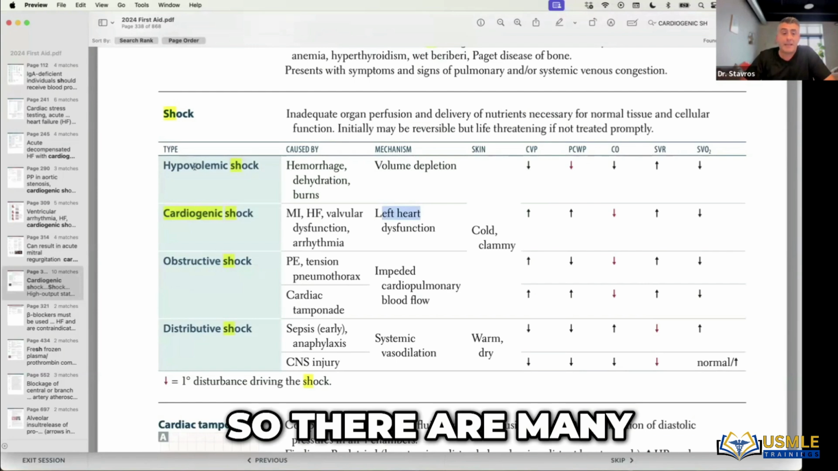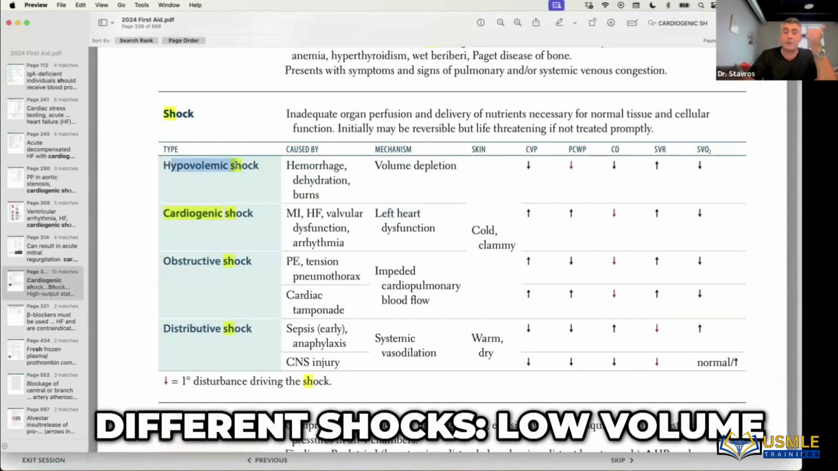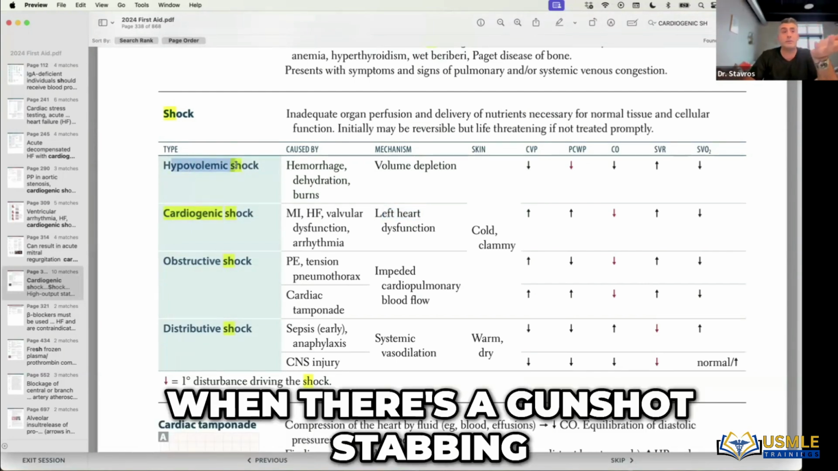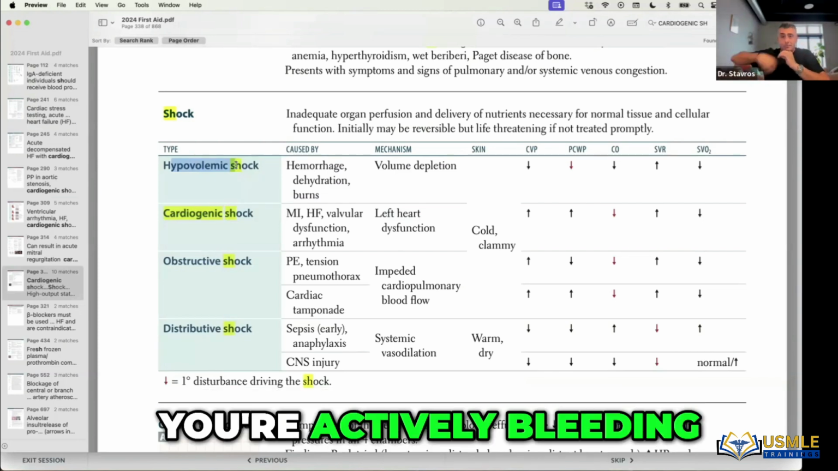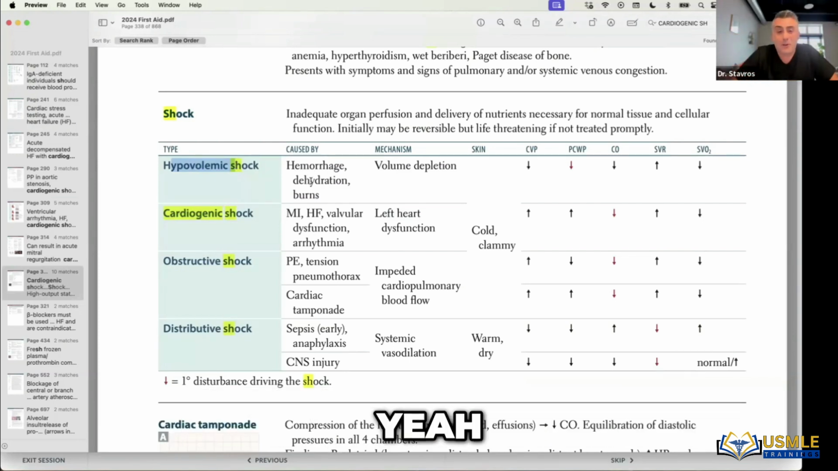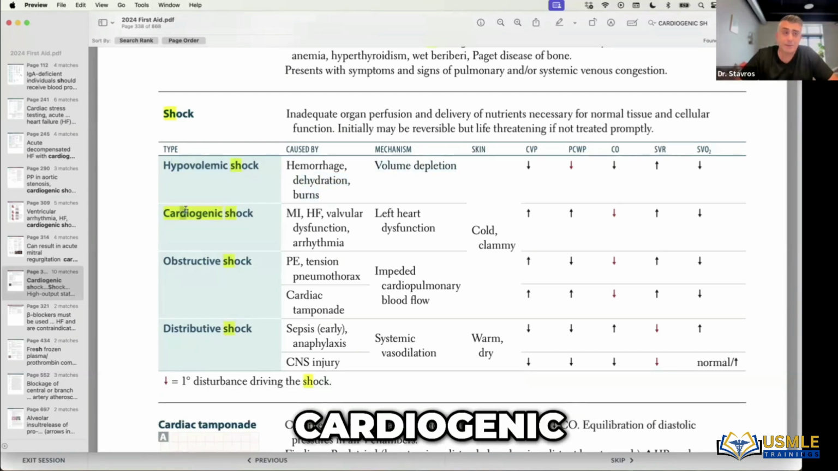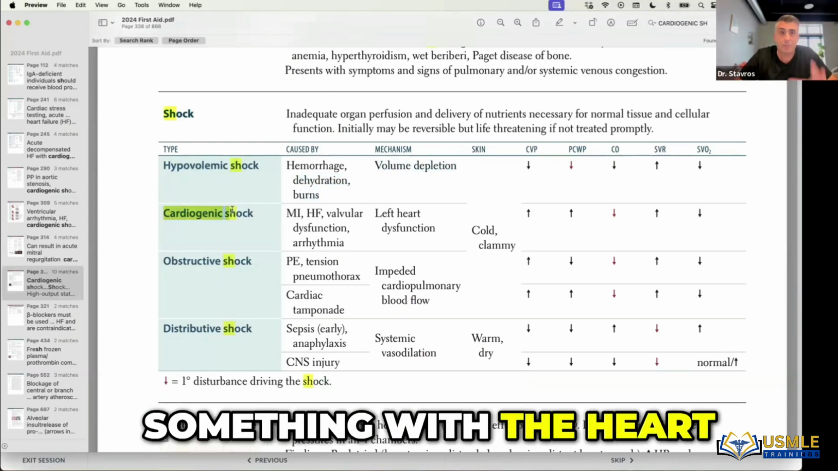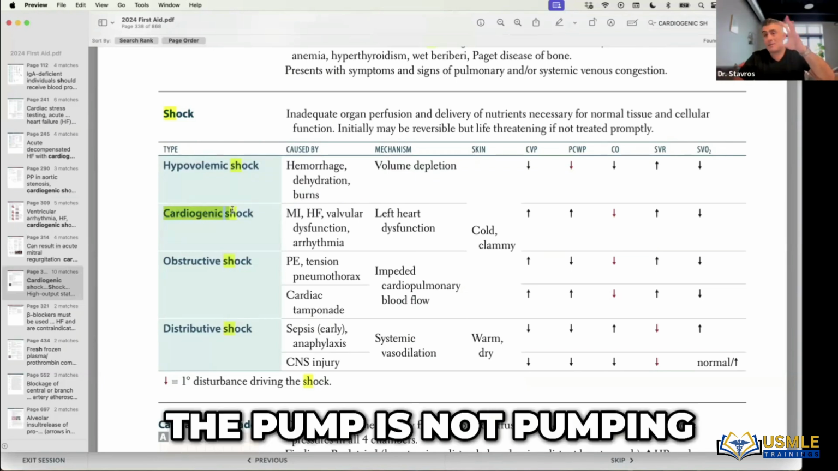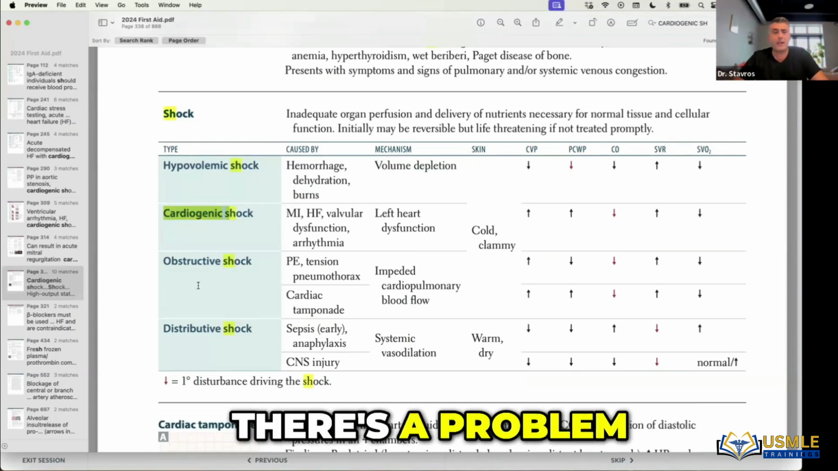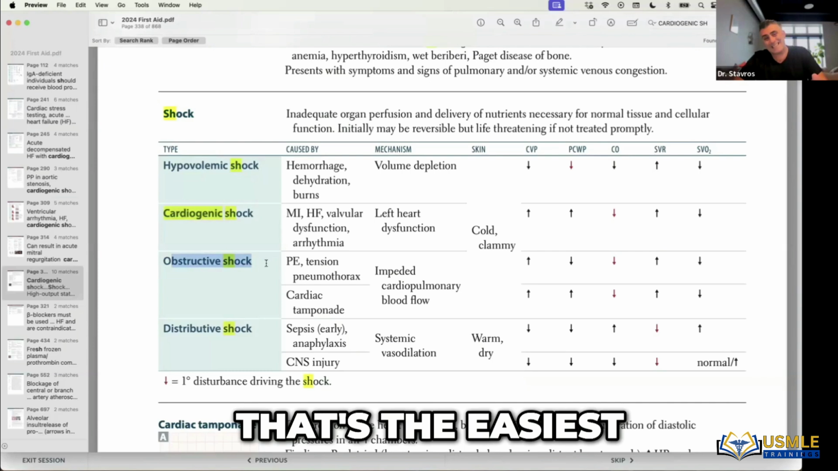So there are many different shocks. Low volume: when? Well, when there's a gunshot, stabbing, you're actively bleeding, blood's coming out of your body. Also dehydration and burns. Cardiogenic: what does that mean? Something with the heart. The pump is not pumping. There's a problem. Okay. Obstructive. That's the easiest.